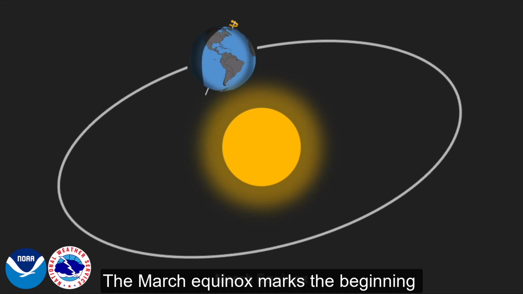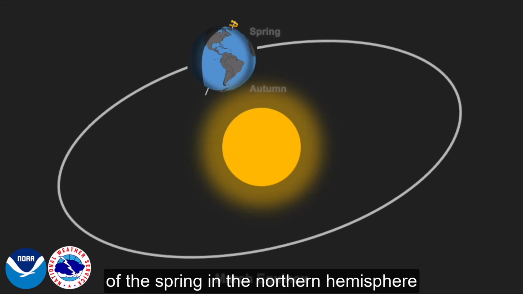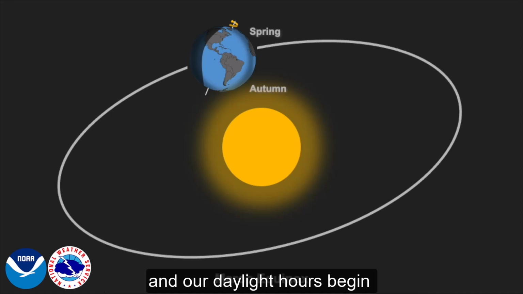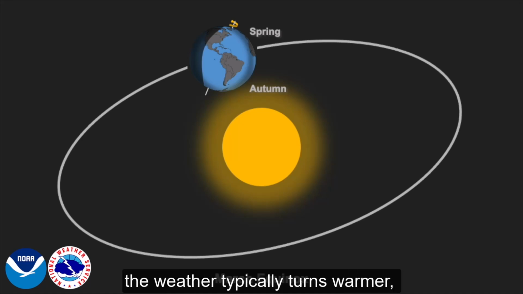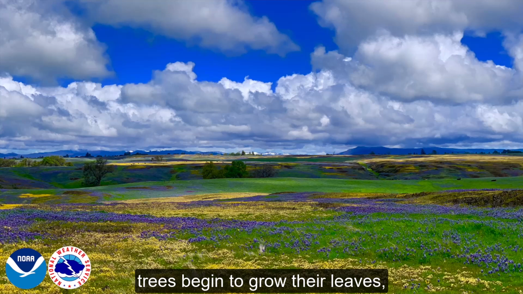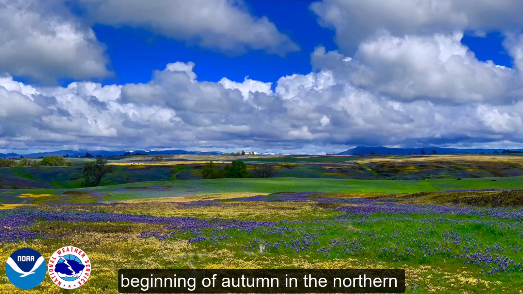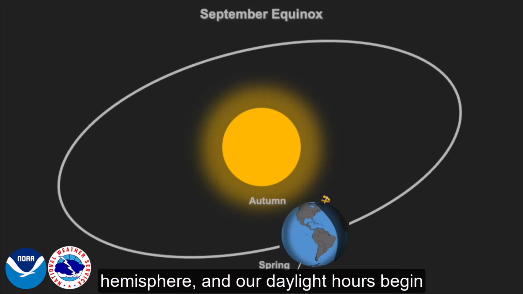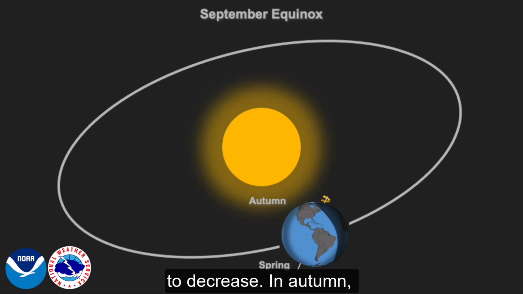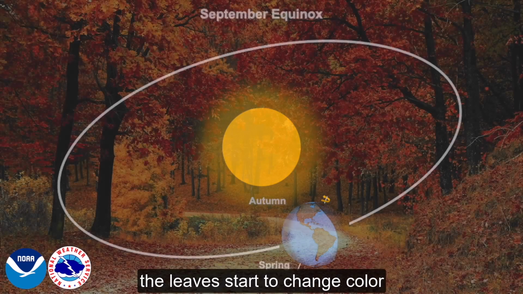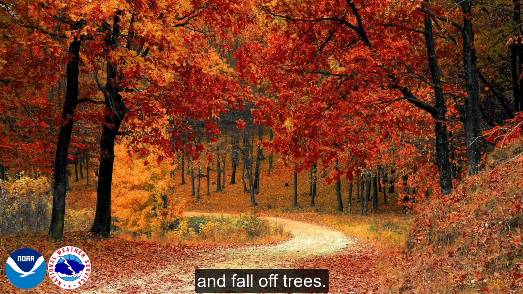The March equinox marks the beginning of the spring in the northern hemisphere, and our daylight hours begin to increase. In spring, the weather typically turns warmer, trees begin to grow their leaves, and flowers start to bloom. The September equinox marks the beginning of autumn in the northern hemisphere, and our daylight hours begin to decrease. In autumn, the leaves start to change color and fall off trees.